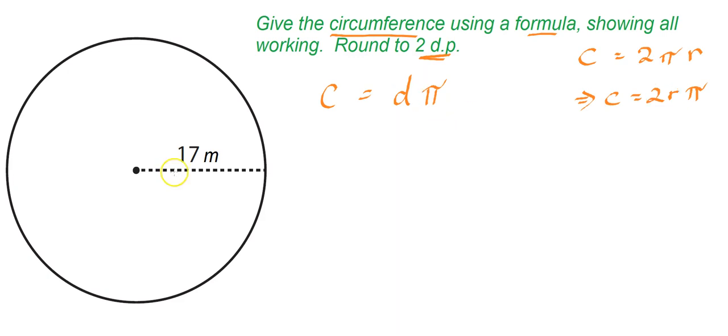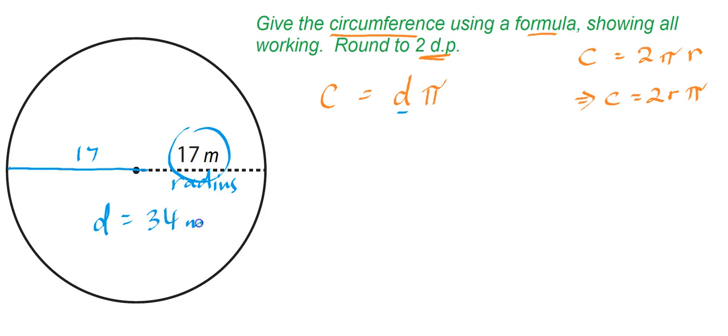So when we look at the problem, we see we have a radius of 17 meters. If we need the diameter though, we just double that. So this was 17 here, and that's 17. So I know that the diameter equals 34 meters.